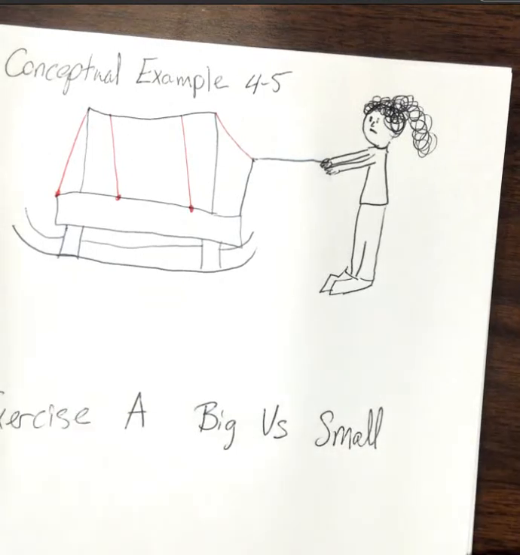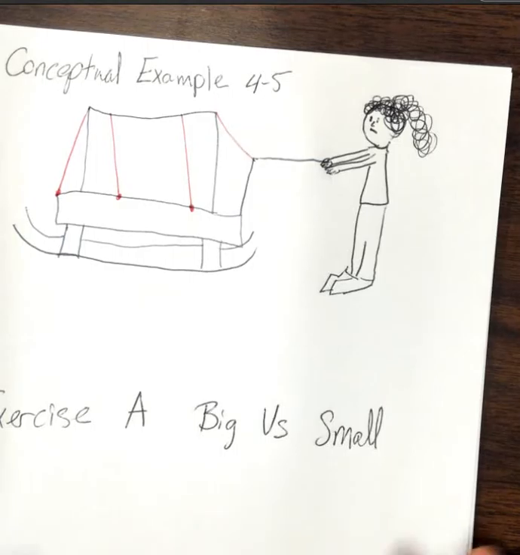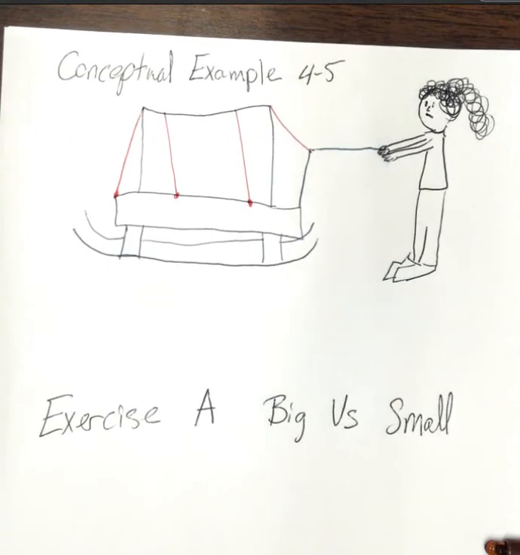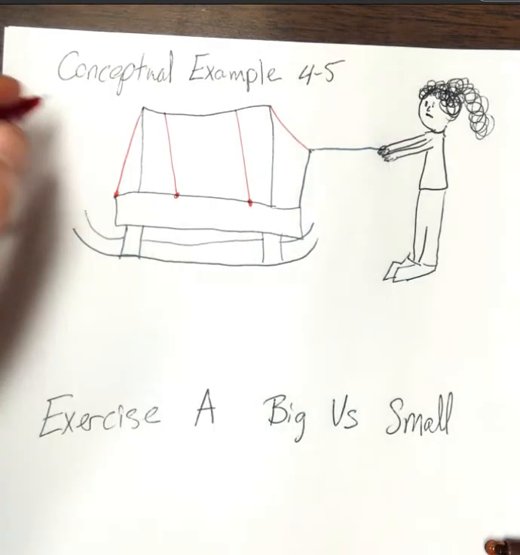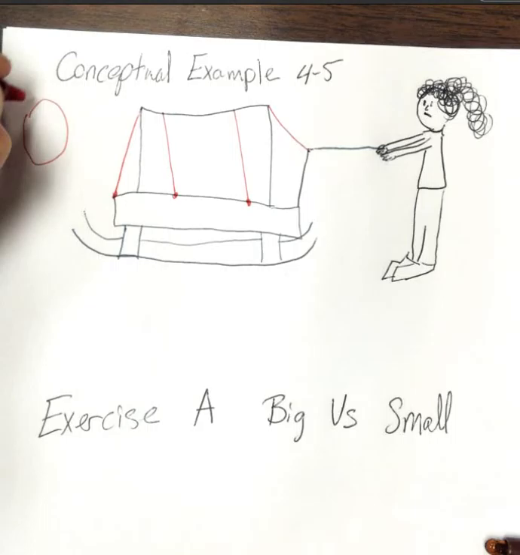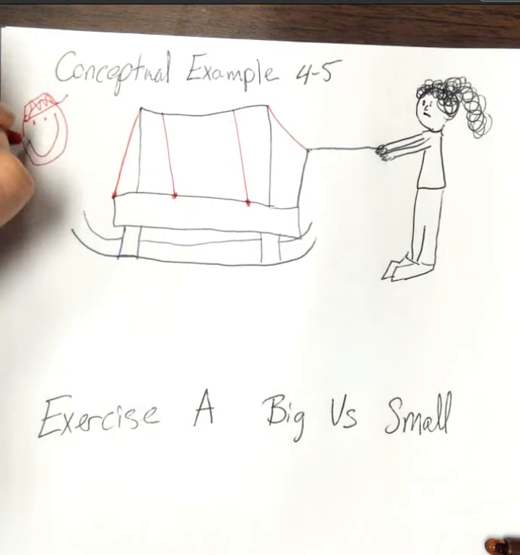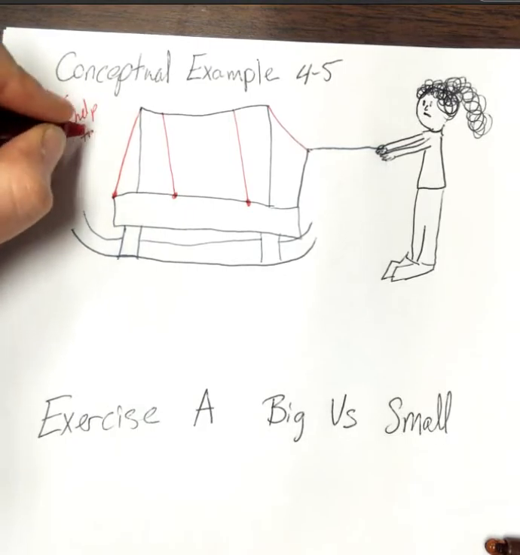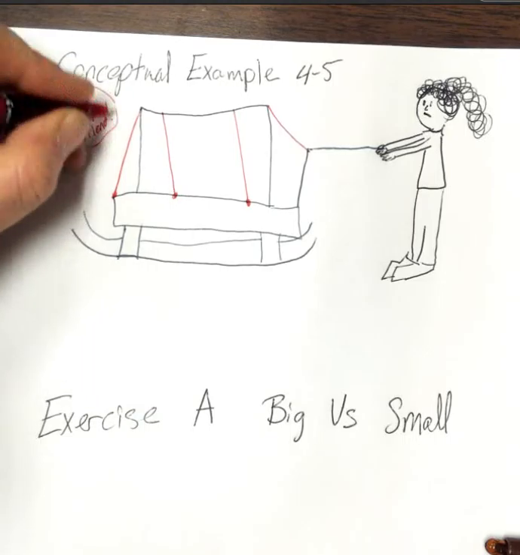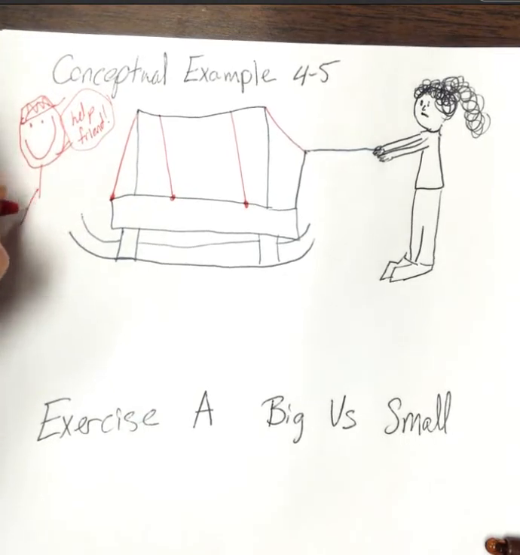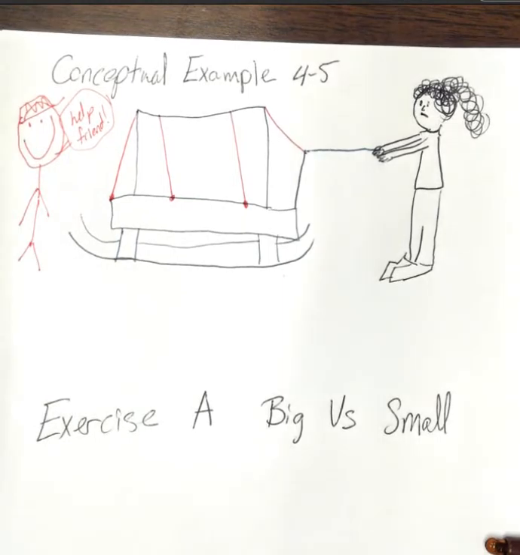So that brings us to conceptual example 4-5. Benny has a very large slab that he has asked you to move in a sled that he built himself. You feel like there's no way that you're ever going to get this large slab to move in the sled, because you understand Newton's third law.